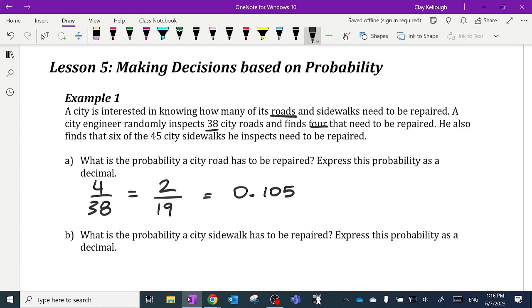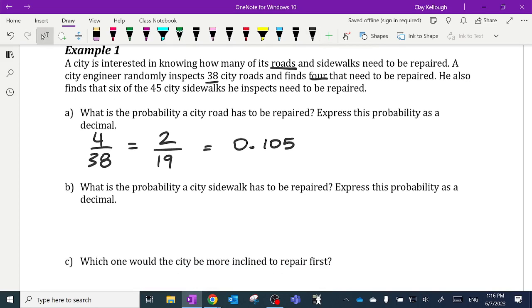What is the probability that a city sidewalk has to be repaired? So the sidewalks are 6 out of 45. What goes into those 2 numbers for sure? 3. They both have a 3, correct. So that's 2 out of 15. That one I happen to know. That is actually 0.13 repeating. I didn't even need to punch that one.